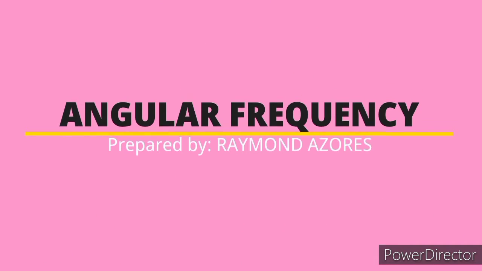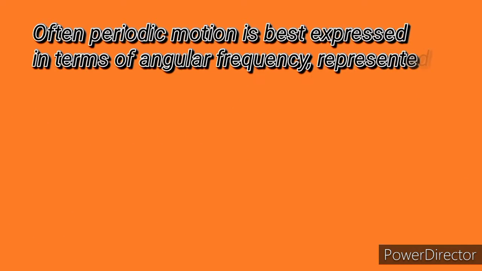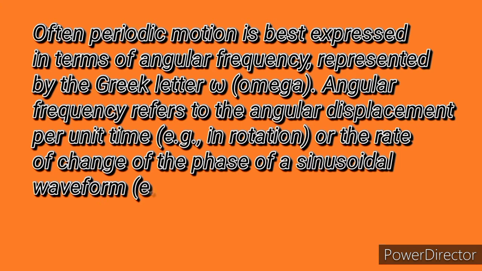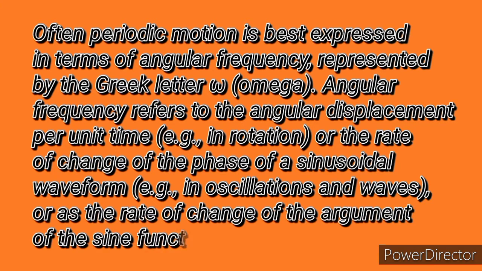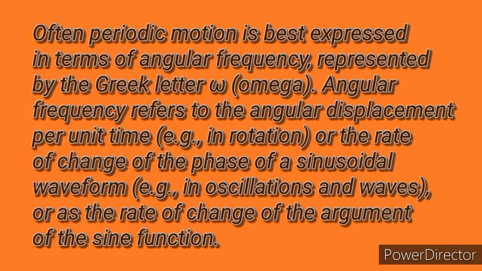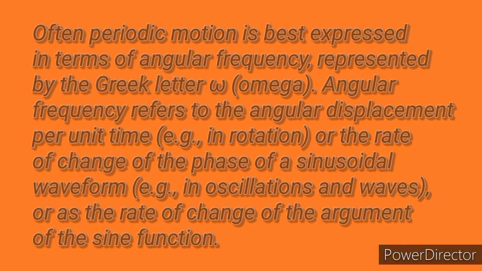Angular frequency. Often periodic motion is best expressed in terms of angular frequency, represented by the Greek letter omega. Angular frequency refers to the angular displacement per unit time, for example in rotation, or the rate of change of the phase of a sinusoidal waveform, for example in oscillation and waves, or as the rate of change of the argument of the sine function.